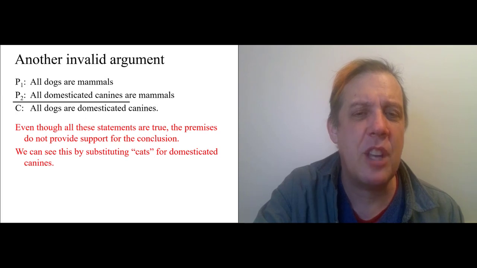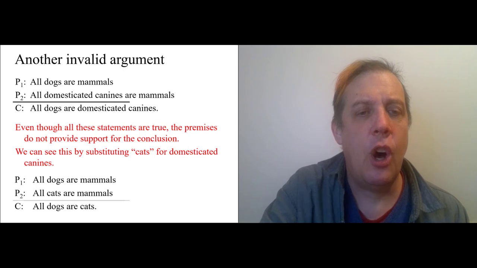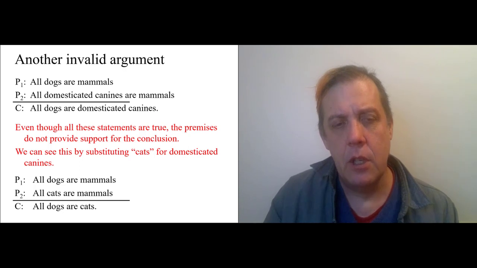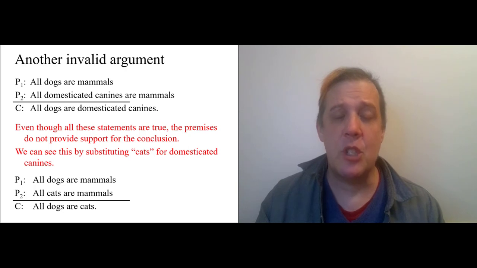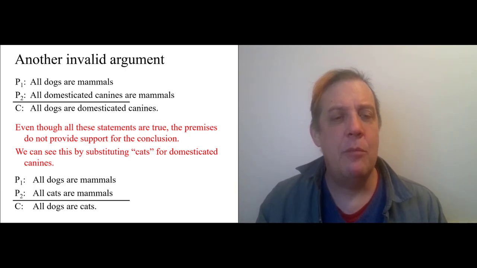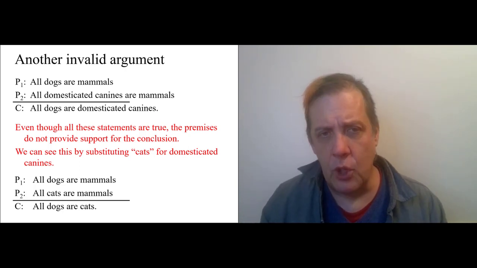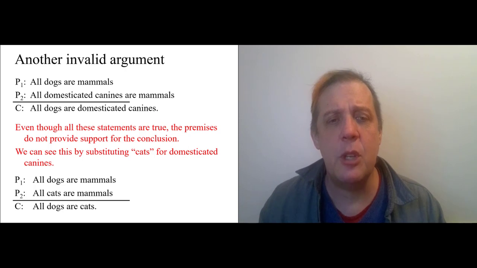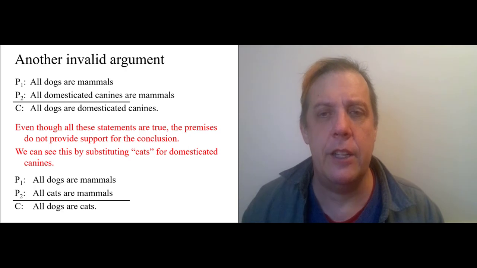Even though all the premises are true, they actually don't provide support for the conclusion. And we can see this by substituting cats for domesticated canines. All dogs are mammals. All cats are mammals. Therefore, all dogs are cats. Suddenly, we have the same argument structure, but true premises and a false conclusion. So when you look at it as this structure, you can see that it is possible for the premises to be true and the conclusion false, and therefore the argument is invalid.